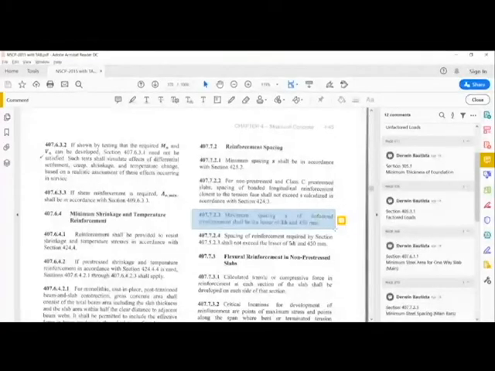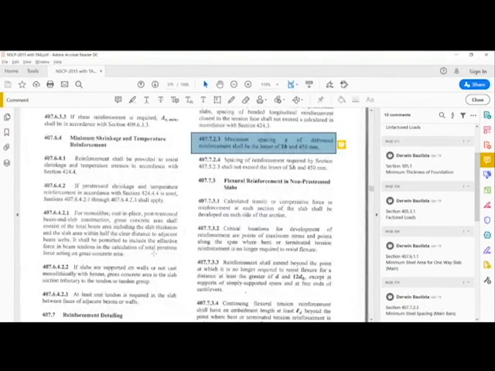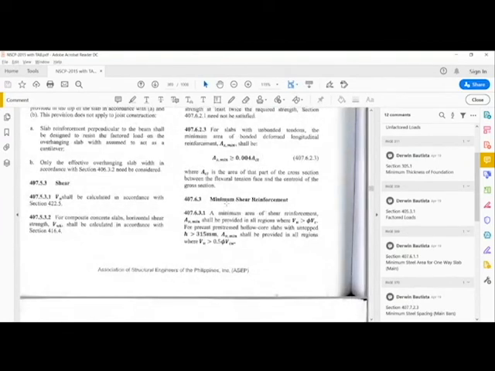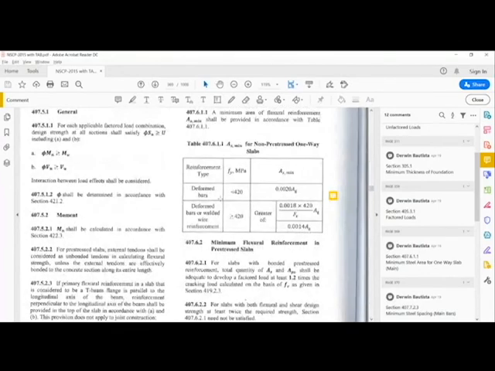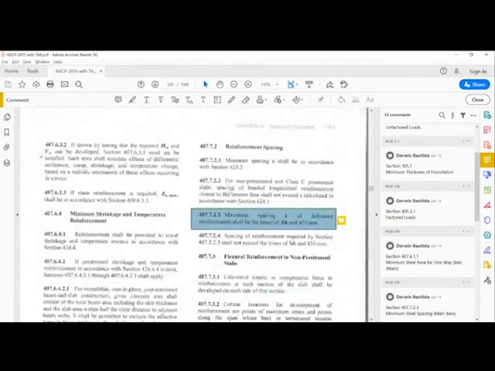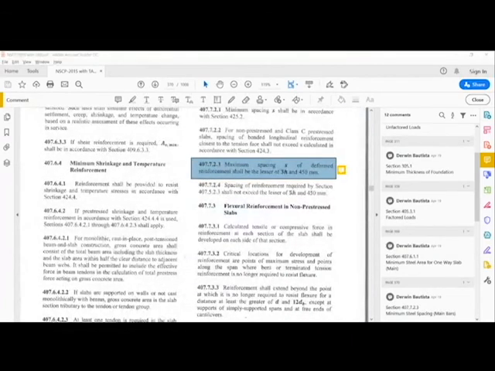Okay, for section 407.2.3, the maximum spacing of the deformed reinforcement shall be the lesser of 3h and 450 millimeter. Okay, that is applicable for non-pre-stressed slabs. So 3h, 3 times 250, is 750 millimeter. Then 450. The maximum is 450.